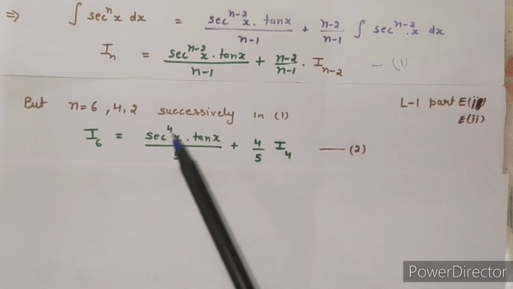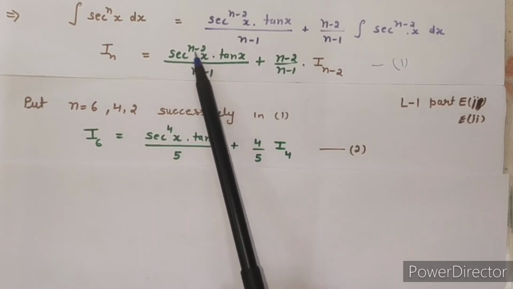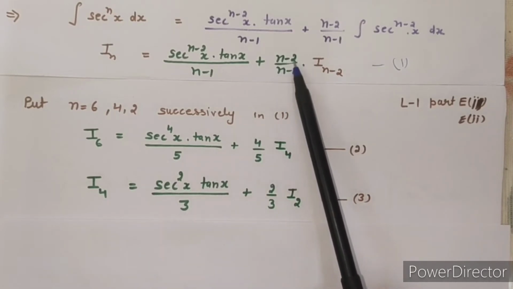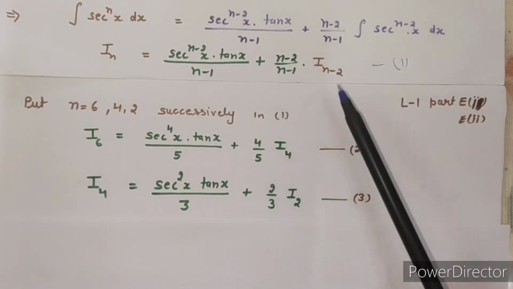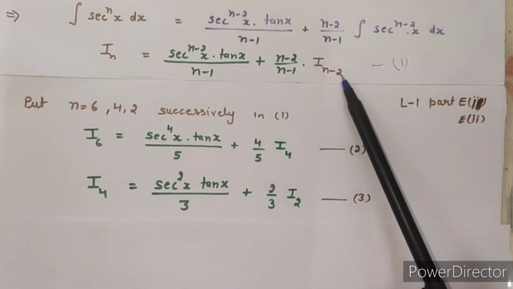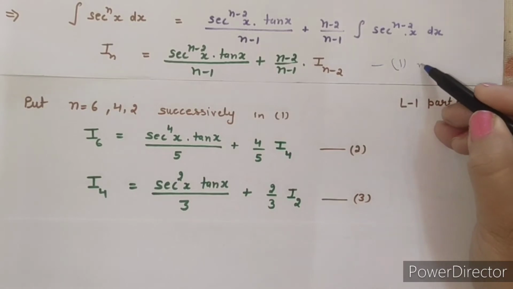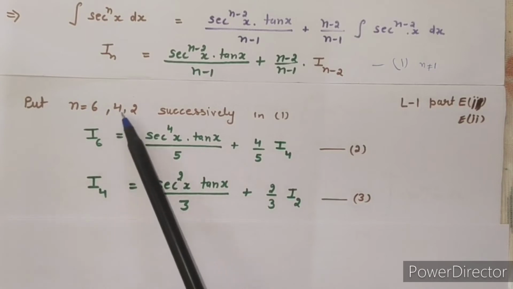So I obtained on the left hand side I4 is equal to secant 2 tangent x upon 4 minus 1 is 3, plus this plus sign here. The value of n you are putting here is 4. So this is 4 minus 2 is 2, 4 minus 1 is 3, and I of 4 minus 2 is I2. Now again putting, here is the condition, you can apply here condition n is not equal to 1.